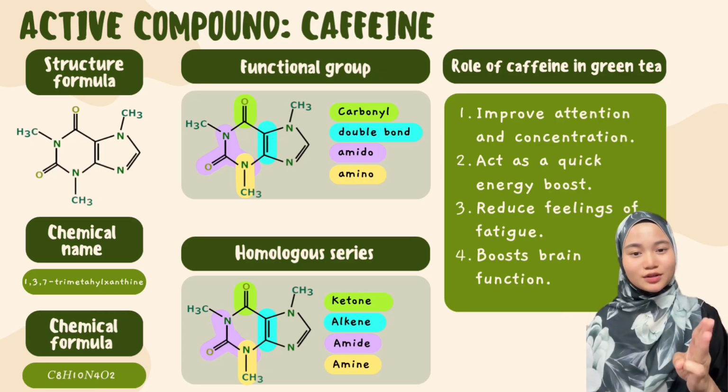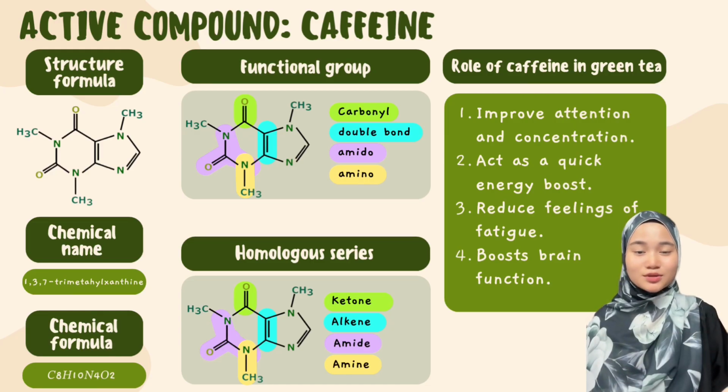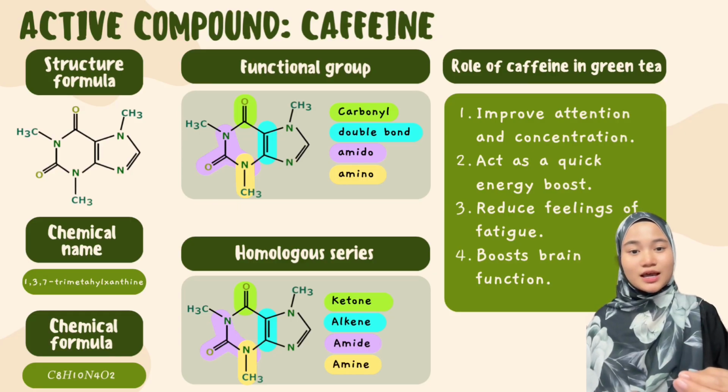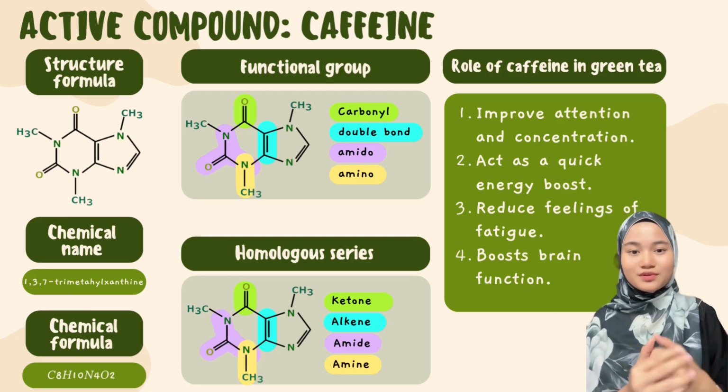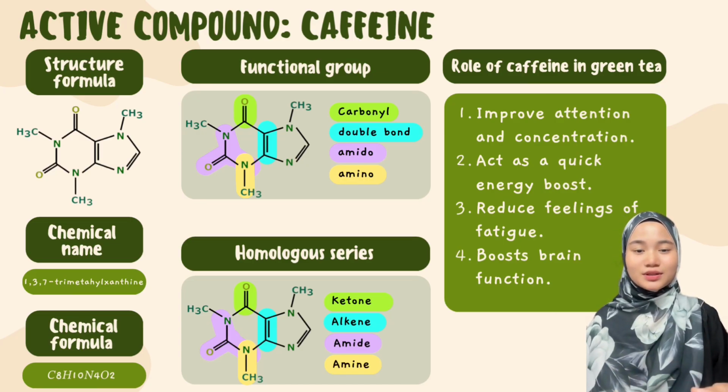The third role of caffeine in green tea is that it can reduce the feelings of fatigue. But how? Caffeine works by blocking adenosine, which is a neurotransmitter that builds up during the day to make us feel sleepy. With caffeine, it can really energize us.